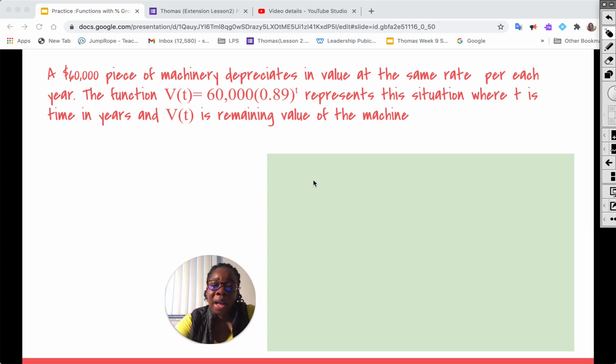And what we're asked to answer for this question is we're to decide whether the function represents growth or decay, so a percent increase or a percent decrease. And then we're to determine whatever that percent is.